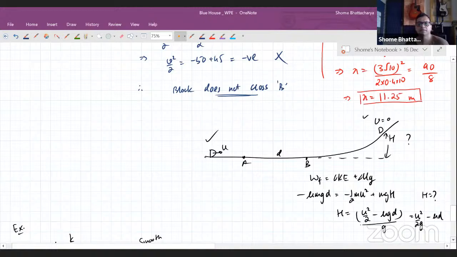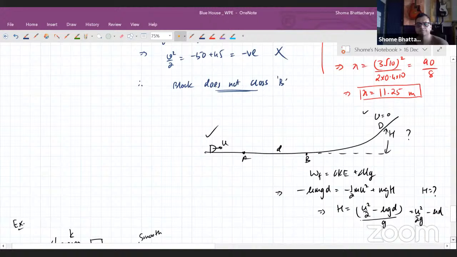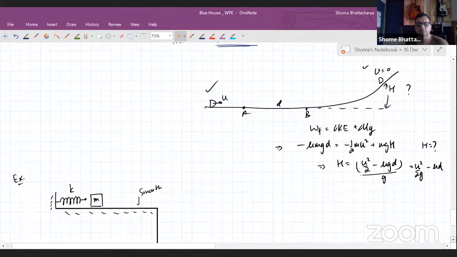Okay. But as it turns out, if you substitute the value of u as 3 root 10, then this h will come out to be a negative quantity, which is not logically possible. So that is what is telling us that it's not going here, it's stopping somewhere between A and B. Is it clear, Shikhar? Okay. Now let's come back to this question.